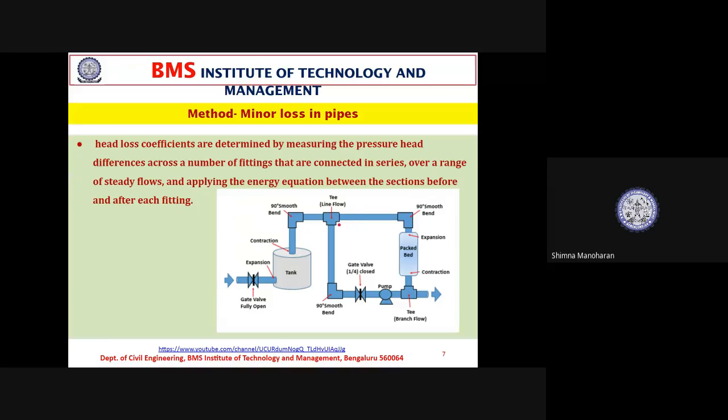Suppose you have to determine the head loss due to a 90-degree smooth bend. At this point, you can connect a piezometer. Here, you can connect the piezometer and note the losses, or the change in head. With this brief introduction to concepts, you can go through the videos related to the calculation of minor losses in pipes and the experimental setup.